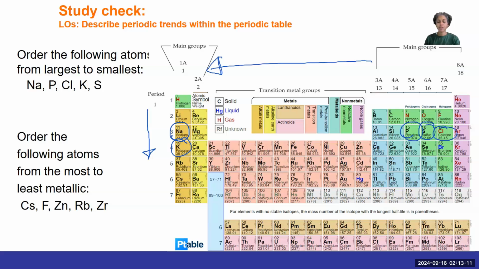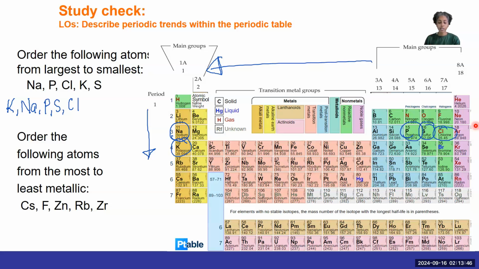So if we want to go from largest to smallest, we're going to start at the lower part. We're going to start down here with potassium, move our way up and go across. So to put these in order, it would be potassium, sodium, followed by phosphorus, sulfur, and then chlorine.